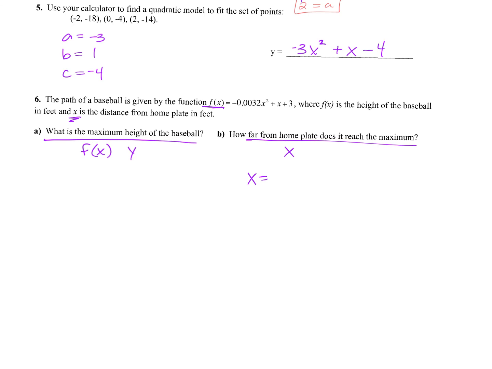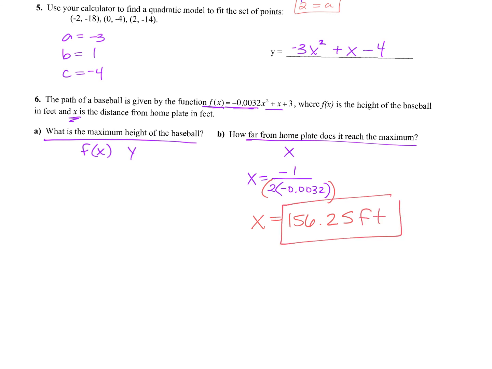So to solve for x, what do you do? X equals negative b over 2 times your a value, negative 0.0032. Okay, please don't forget to put parentheses around it. So x comes out to 156.25 what? Feet, right? This is feet. How far from home plate? 156.25 feet. Unless you're playing in the wind, it was probably like 130. I'm not bitter at all.